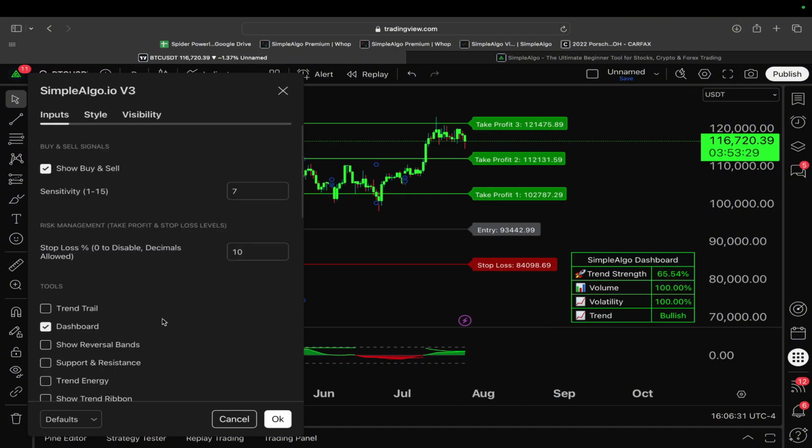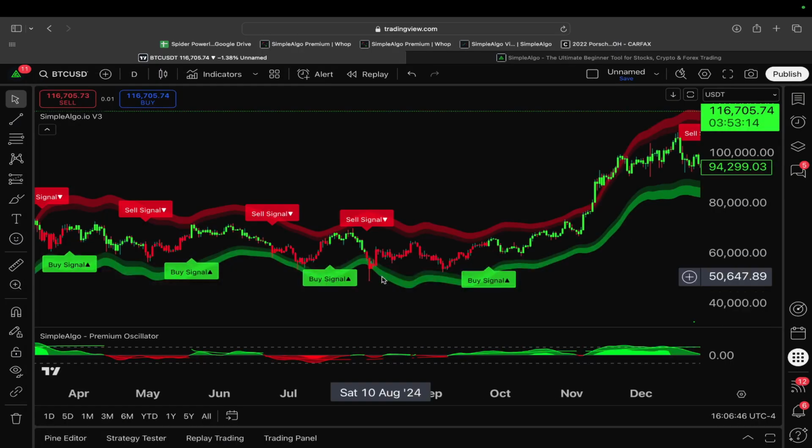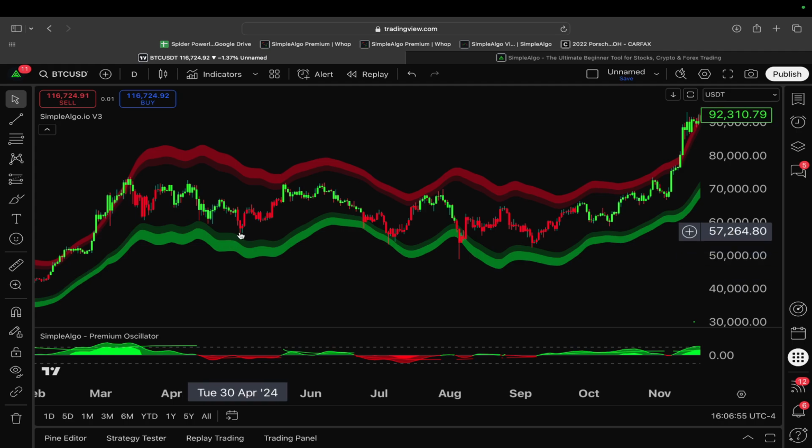It also comes with this built-in dashboard, which lets you know the strength of the current trend, whether it's bullish or bearish, and how much volume and volatility there currently is. The reversal bands are also super self-explanatory. You can see right here, whenever price touches the lower green reversal bands, it tends to bounce right back up. And whenever it reaches the red upper reversal bands, it tends to retrace back down. So this could be another added form of confirmation that you can use alongside the buy and sell signals.